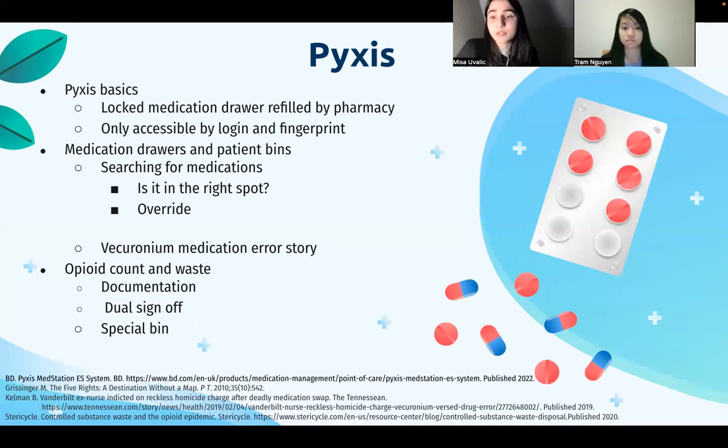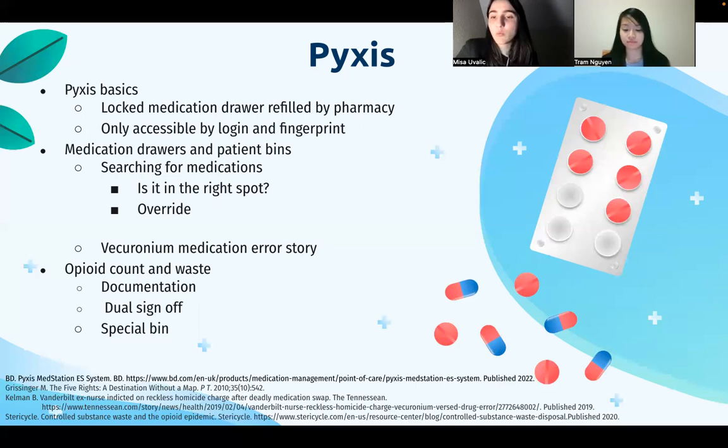about Redonda Vaught, who was an ICU nurse at Vanderbilt. She gave vecuronium, a paralytic, instead of Versed, a sedative, to a patient that needed to go to PET scan. Redonda had to override the medication because of Vanderbilt's technical errors that were occurring that said warning for every medication, even a bag of fluids.